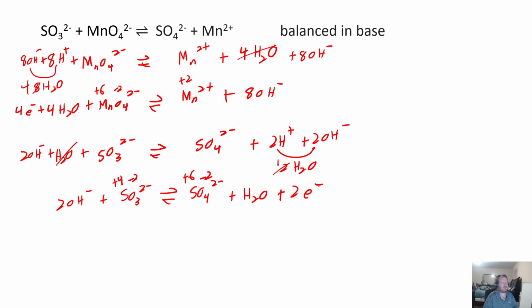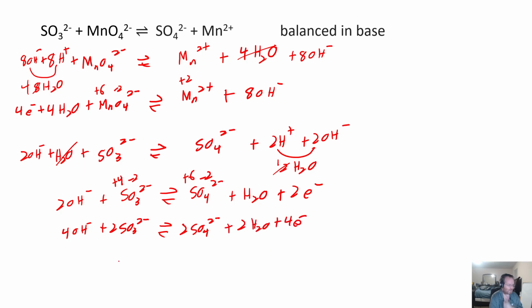Now, if I tried to combine the top and bottom reactions, the electrons wouldn't cancel out yet because there's 2 electrons on the bottom and 4 on the top. So I need to do the bottom reaction twice. So I need to double everything. I'm just going to rewrite it. So we have 4 OH- plus 2 SO3 2- is in equilibrium with 2 SO4 2- plus 2 water molecules, plus 4 electrons.